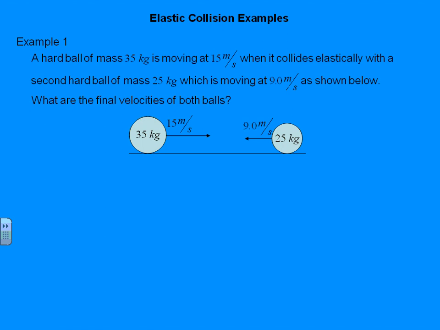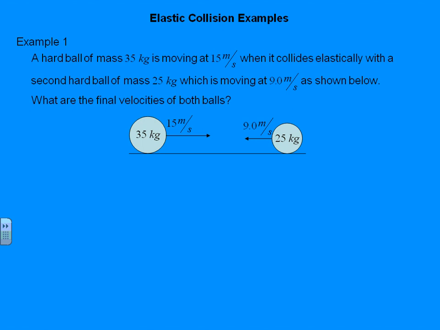Now, before we do any elastic collision examples here, let's remember that an elastic collision occurs when both momentum, which is always conserved, and kinetic energy are conserved. Momentum is conserved in any closed and isolated system, and kinetic energy is rarely conserved. That basically means that there's no energy dissipated during the collision, and that's not a very typical thing.